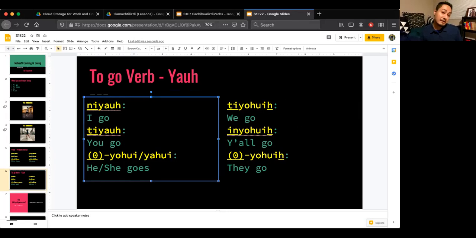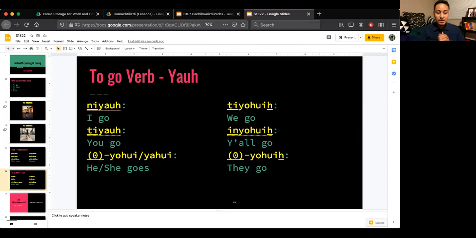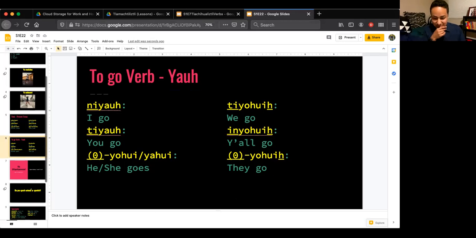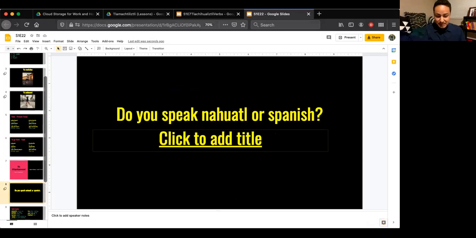Even in classical times, the verb ya is also irregular, but it's irregular in a different way. So they would say tiwi, anwi, and we. But for us, it's tiyowi, inyowi, and yowi. Okay, so you can see it's kind of irregular and you kind of have to memorize this. And I still make mistakes when I try to use the verb to go because it's irregular and I don't like irregular verbs.